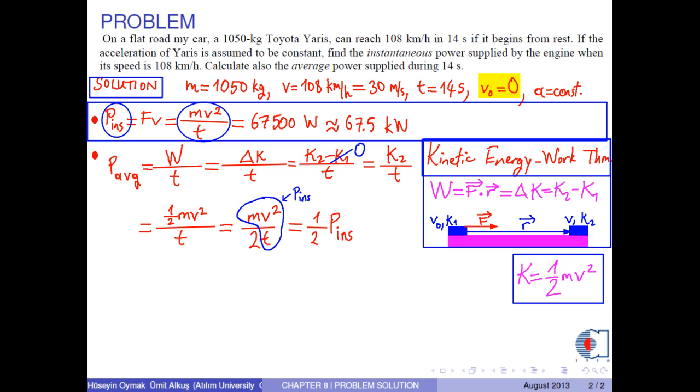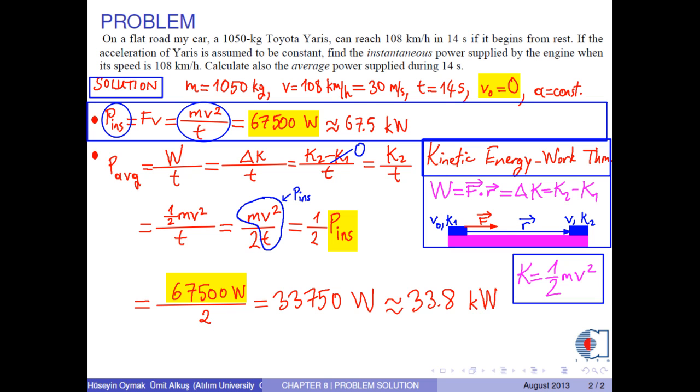We substitute the numerical values. Finally, we obtain the average power as 33,750 watts, or in three significant figures, approximately 33.8 kilowatts.